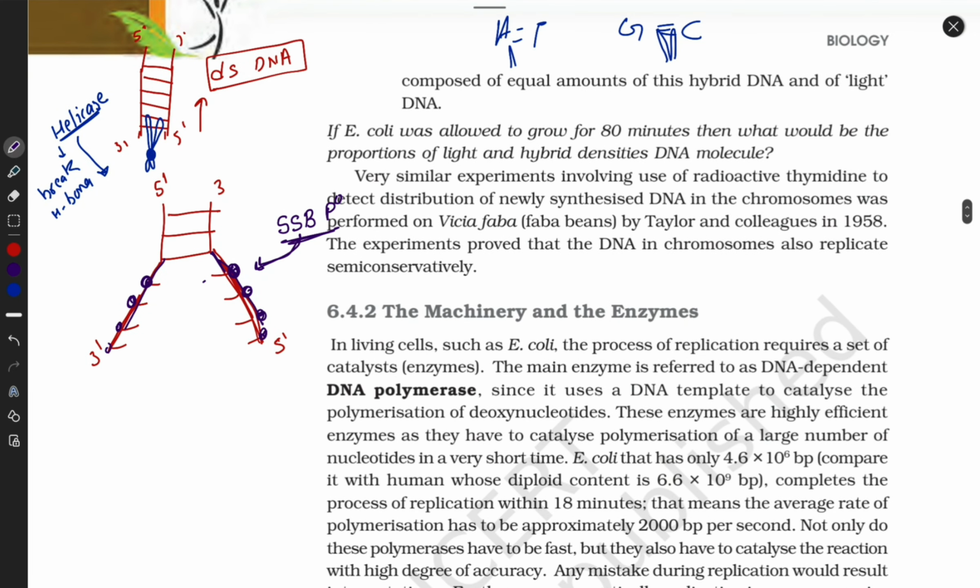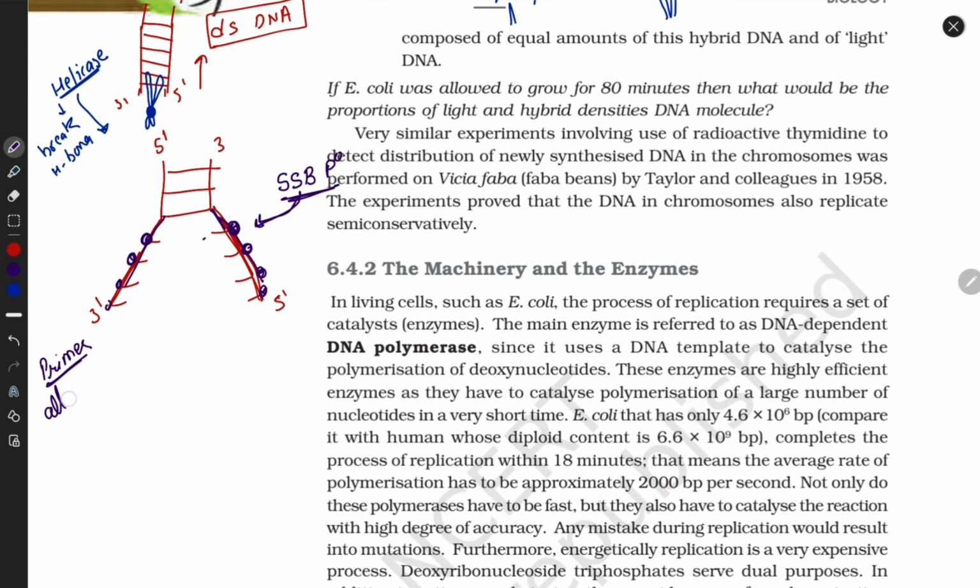Now the third step: primer will come and attach, not girls' cosmetic primer. Primer will attach at the 3 prime end. Here is the primer. It always needs a 3 prime end because the 3 prime end has an OH group. That's why it needs the 3 prime end. Now the primer is attached.